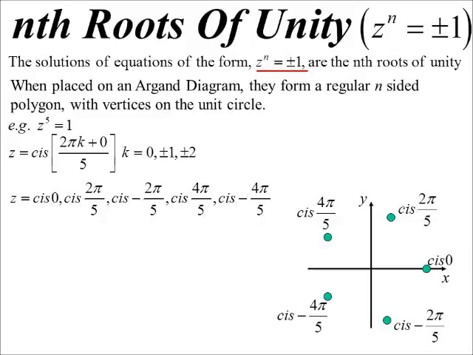So as I say, they all sit on the unit circle, and if we join them up, we get a pentagon in this case, a 5-sided polygon.